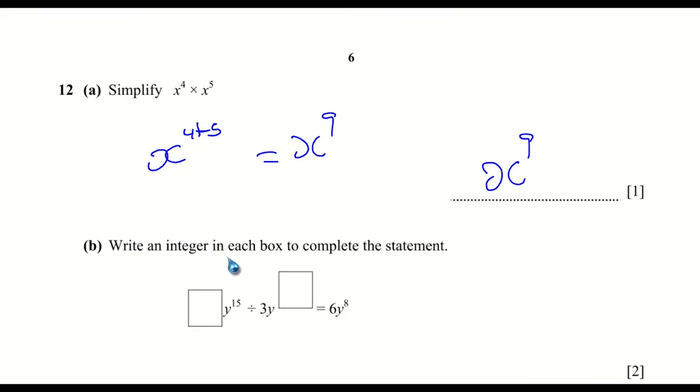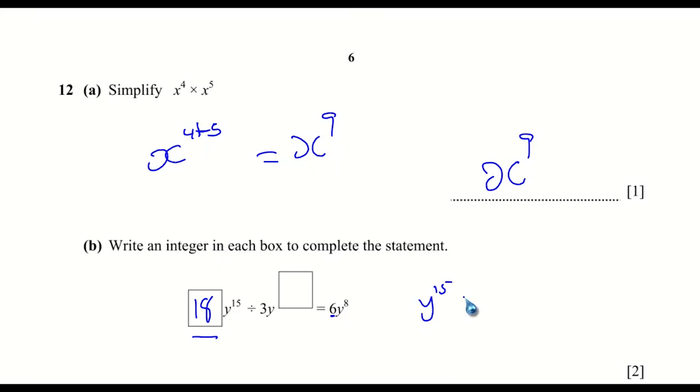Part B, write an integer in each box to complete the statement. So there is a coefficient missing here, and there is a power missing here. We have 6 here. If you divide the number here by 3, you get 6. So the reverse will be 6 times 3, 18. So that is 18. Then for the index, you have y to the power of 15.